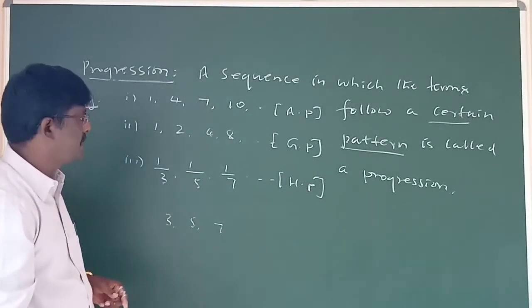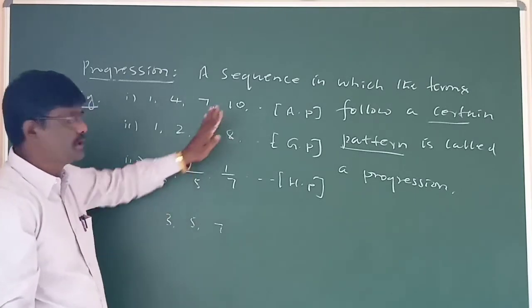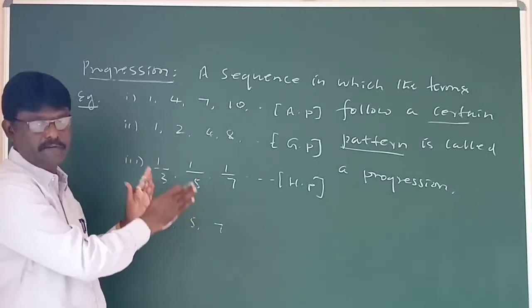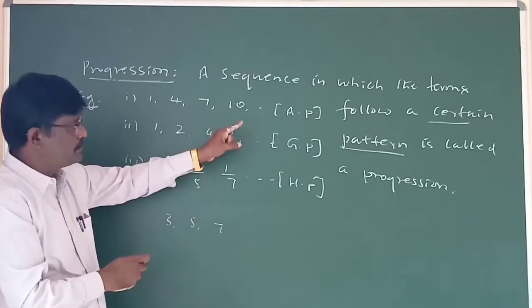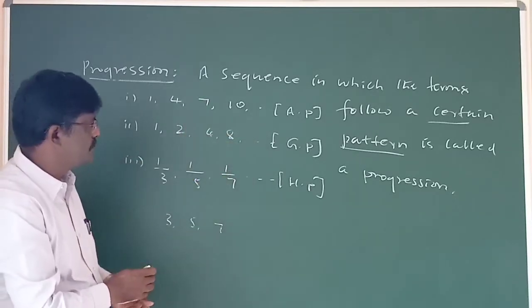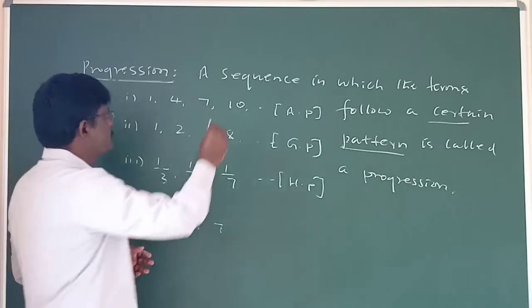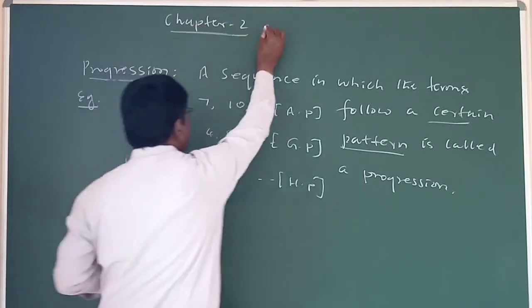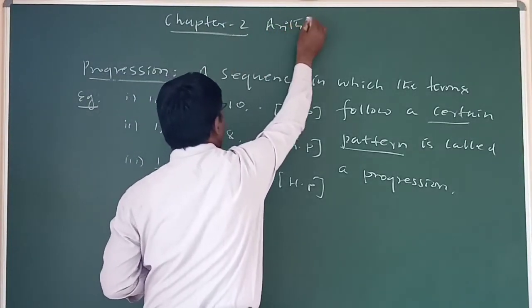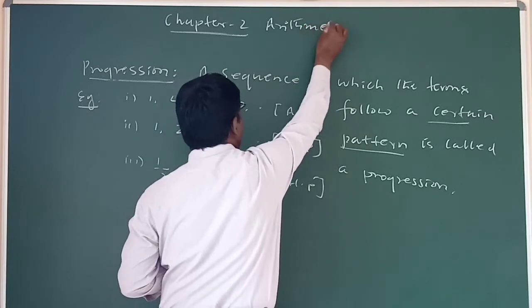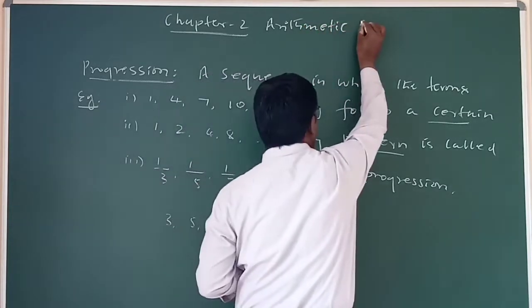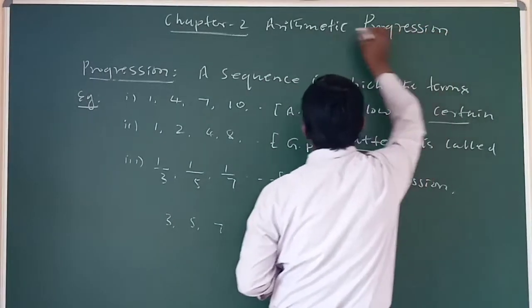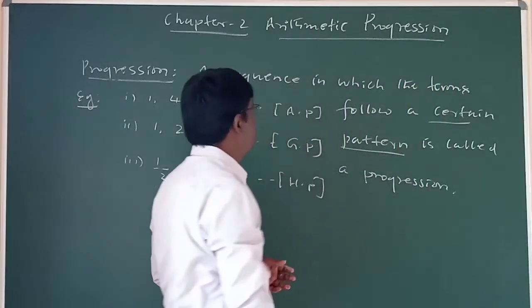Here, children, which one do we have in our syllabus? Only arithmetic progression. Hence even today's topic is related to AP, and also the new chapter is AP, that is arithmetic progression. Chapter 2, arithmetic progression. Arithmetic, spelling: A-R-I-T-H-M-E-T-I-C, arithmetic progression. This is our new chapter.